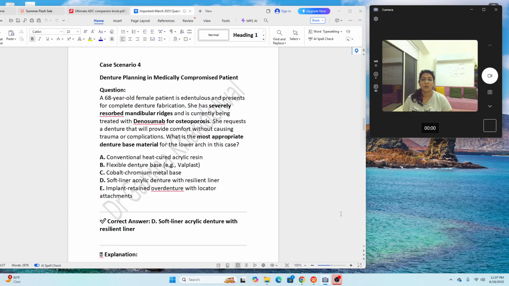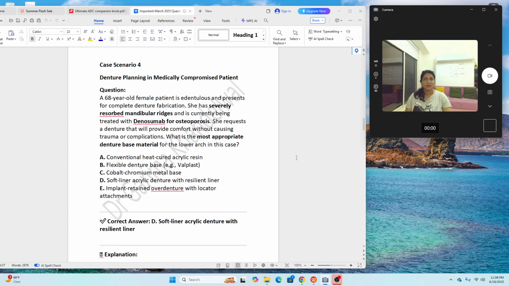Now you can be confused between option B and option D, but in such patients where they have severely resorbed mandibular ridges, the chances of them getting resorbed more are even more high. And the patient wants something which is very comfortable, which does not require again and again refabrication. So the option D, soft liner acrylic denture with resilient liner, is the best option, because you can keep on relining the denture as much as possible, whenever, up to a point that the denture is no longer viable and you have to replace it, but you can just keep on relining it.